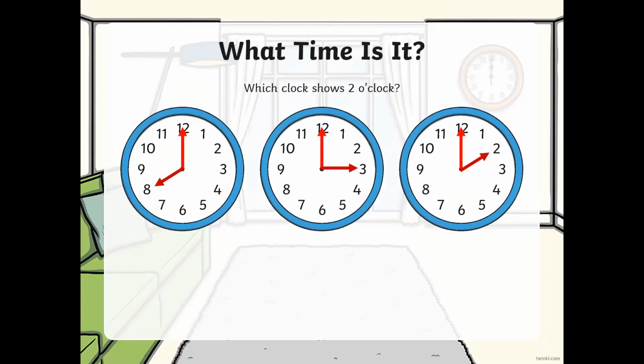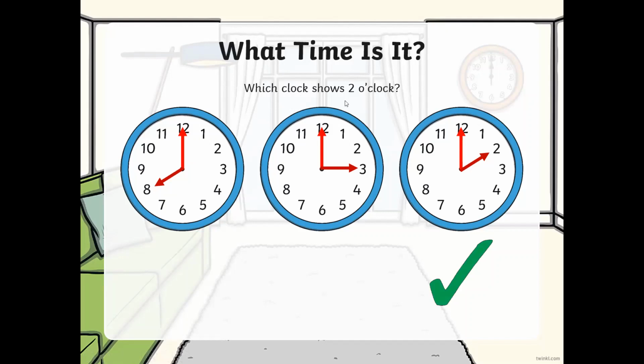Here. What time is it? Which clock shows 2 o'clock? Pay attention everyone, is this clock showing 2 o'clock? Number 1, number 2, or number 3 shows 2 o'clock? 1, 2, or 3? Number 3. The clock number 3 shows 2 o'clock.